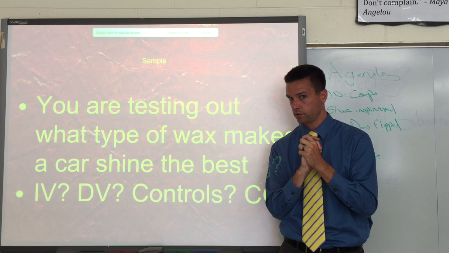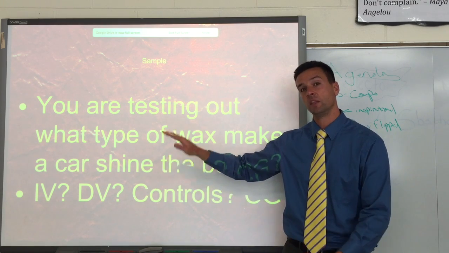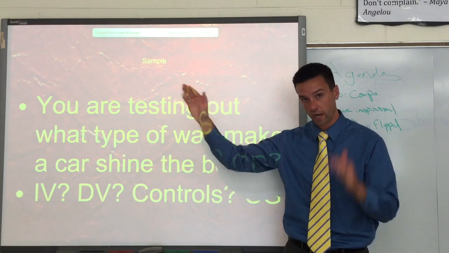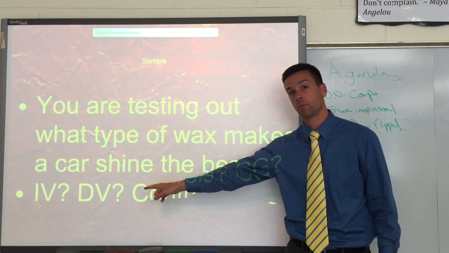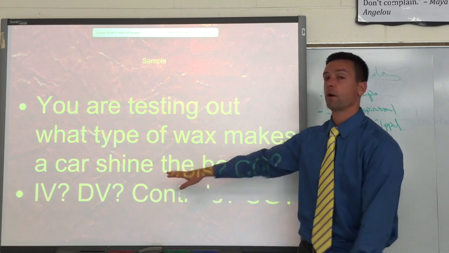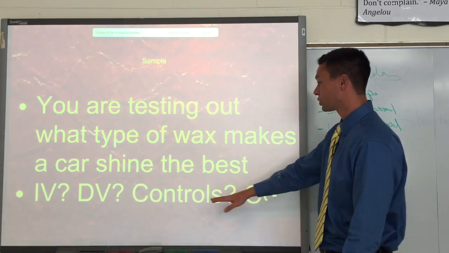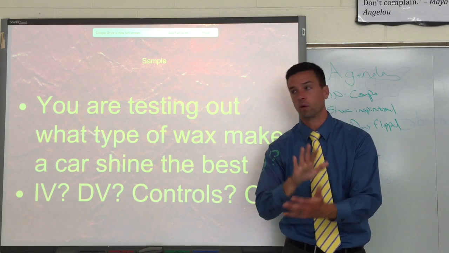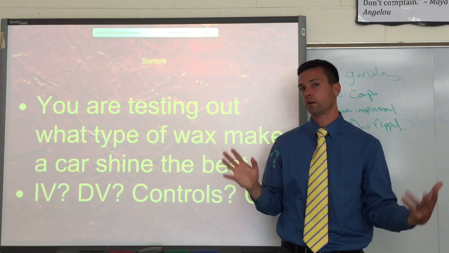Okay, hopefully you paused it. In this one, the independent variable, what we're testing out, is the different types of wax. It's this wax, that wax, that wax. The independent variable is the type of wax. The dependent variable, or the results, would be how shiny the car is, the level of shininess. Controls in this one, you'd use the same amount of water, the same amount of sunlight, the same driveway, the same everything else would be controls.